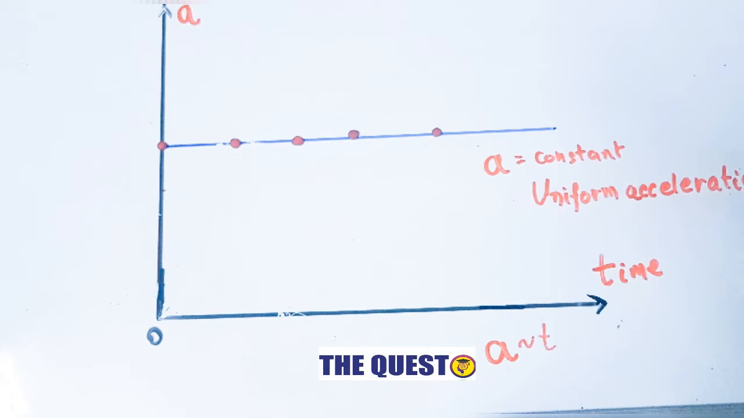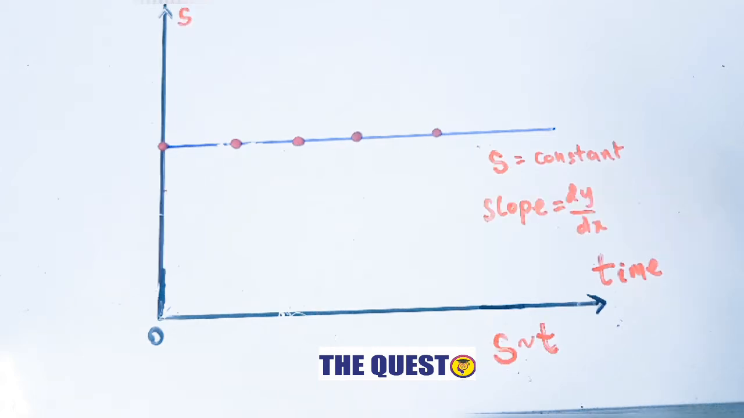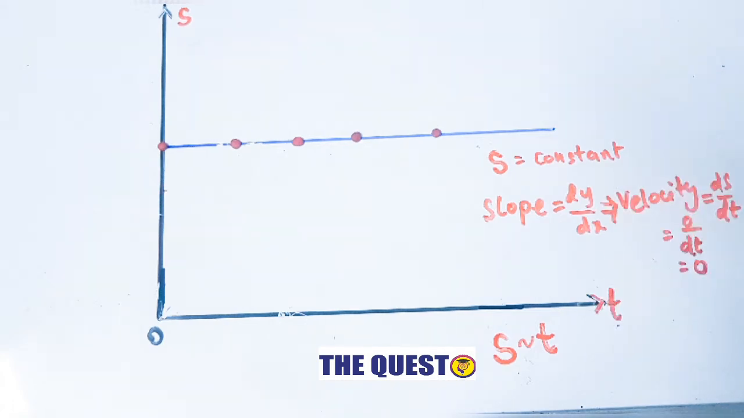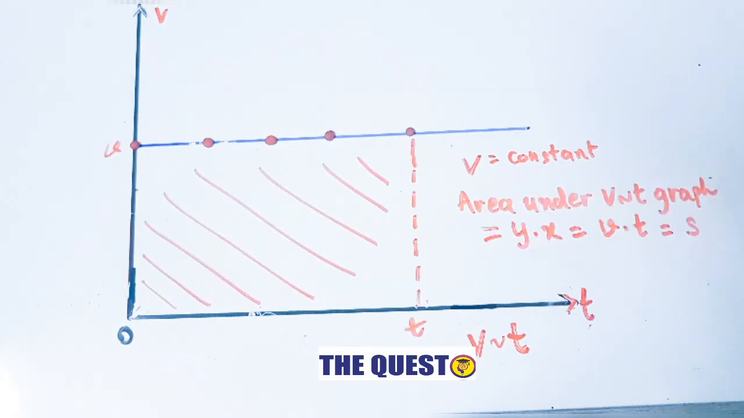In an acceleration time graph, where acceleration is taken along the y-axis and time is along the x-axis, it will show uniform acceleration of the body. In this type of graph, the slope becomes 0 as the slope is equal to dy by dx, and here the variation of y is 0, so the slope is equal to 0.